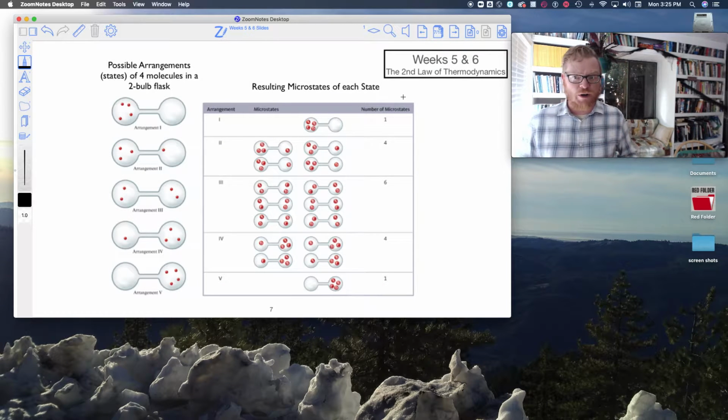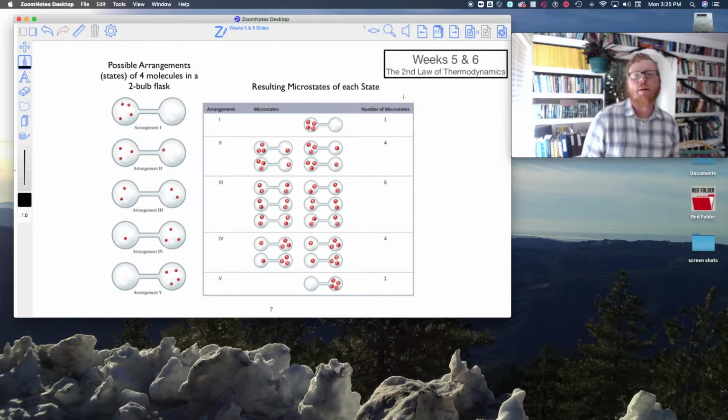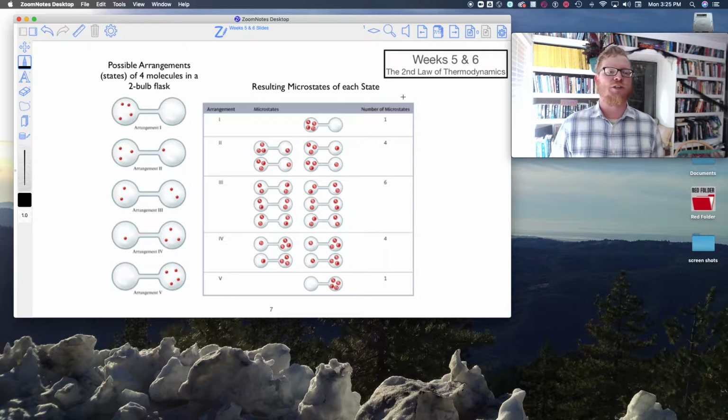Maybe a little bit more straightforward way of talking about a microstate. So this is an example that I use in general chemistry. Suppose we have four molecules in a two bulb flask. Okay, so we can say confidently here that N and V are fixed.